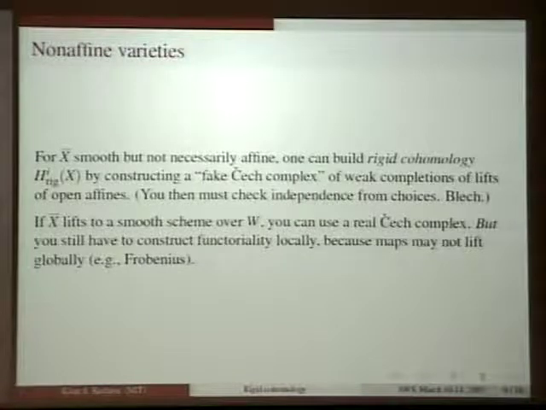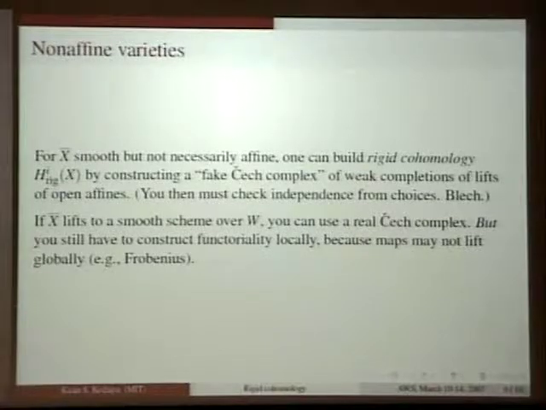If you have, say, two elliptic curves that have a map between them, and you lift, you don't often get a map between the lifts. So functoriality you still have to deal with locally, particularly Frobenius. Frobenius will only lift locally in general, so you have to sort of patch together the information using spectral sequence, if you like.